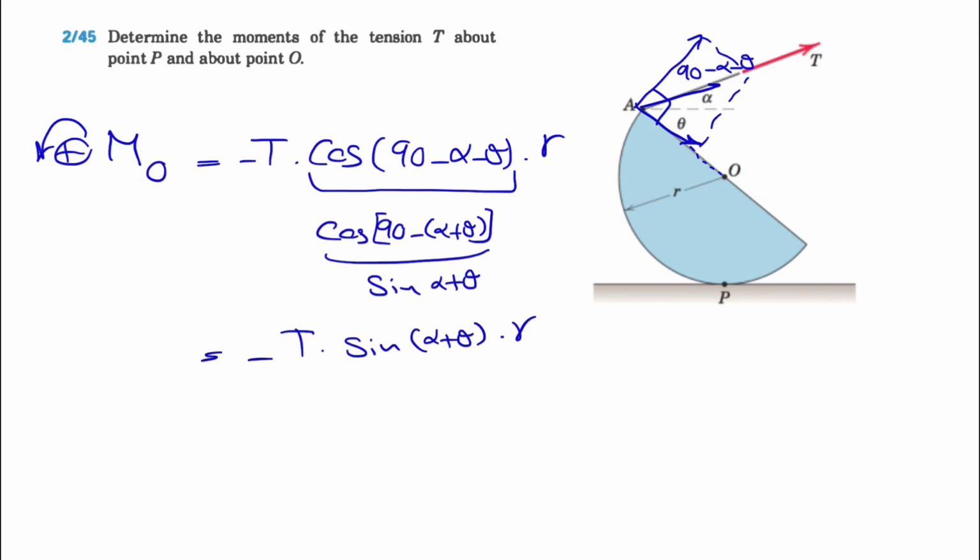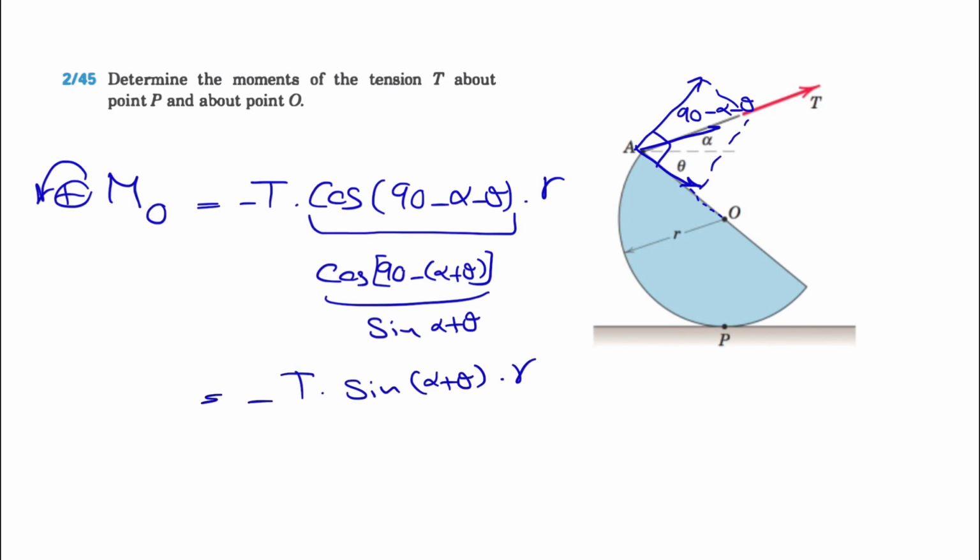So that's one way to solve this. But let's solve it with two different methods. That was the first one, going with the moment about point O. This is probably the fastest way to go for finding the moment.